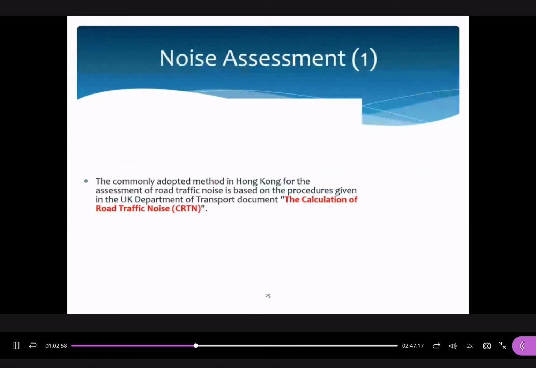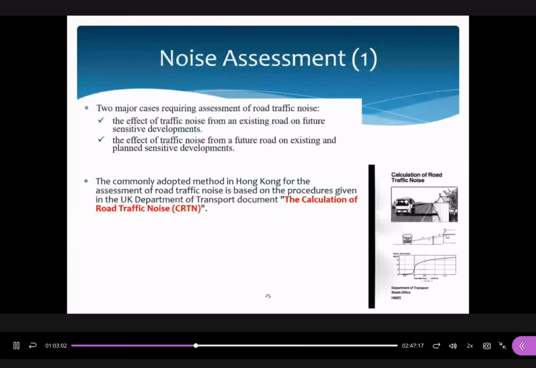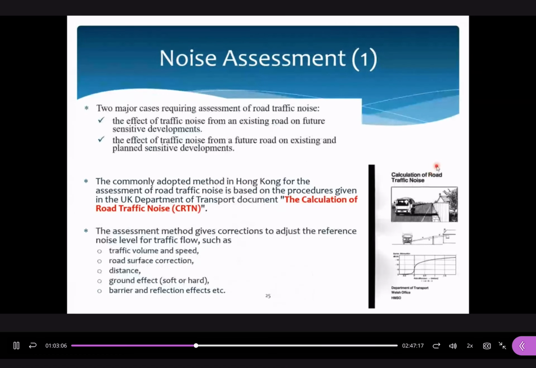Okay, let's go to the second part. Our target is the calculations of road traffic noise. This document can help us analyze the effects of road traffic noise from existing roads on future sensitive developments, or we can use it to assess the effects of traffic noise from future roads on existing sensitive developments. Similar to the calculations of road traffic noise, we still consider a number of factors, including traffic volume and speed, road surface corrections, distance, ground effects, whether it is soft type such as grassland or hard type such as concrete pavement, and whether there are any barriers or reflection effects.